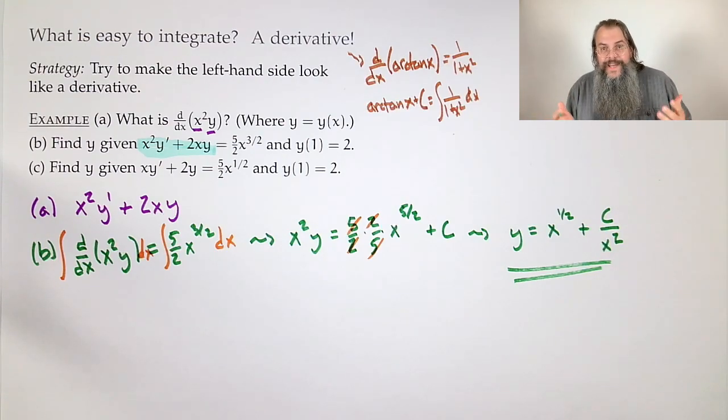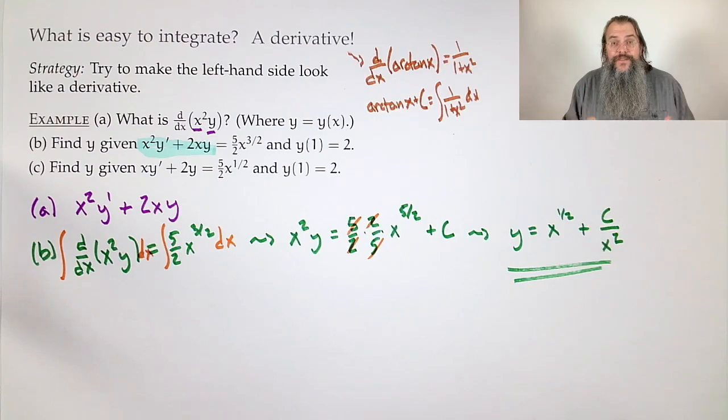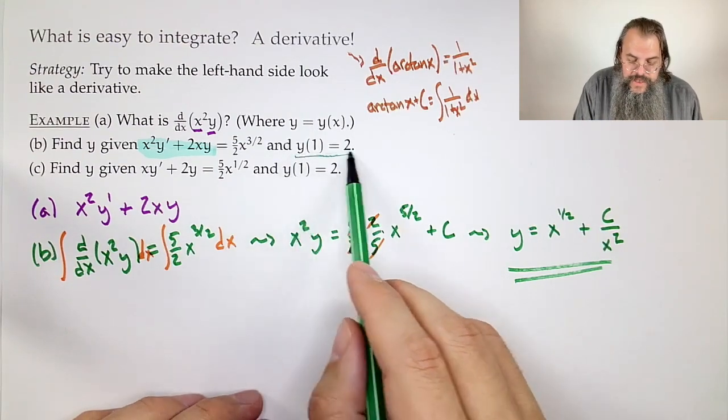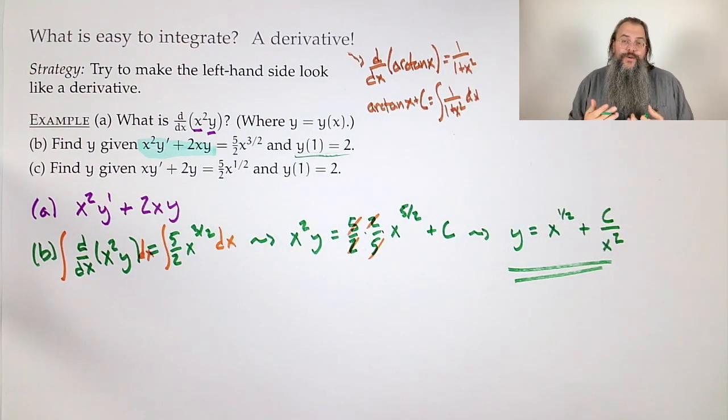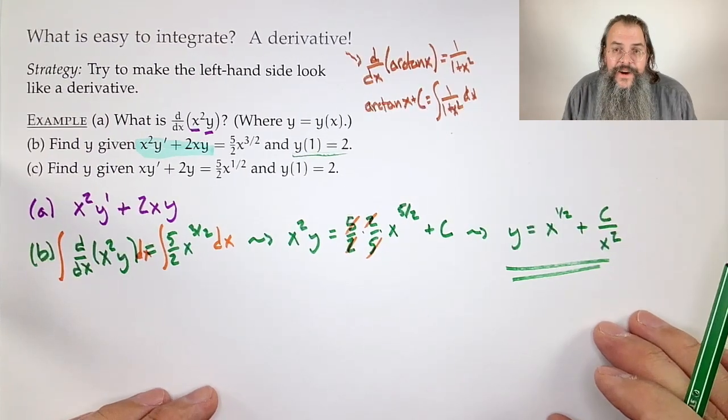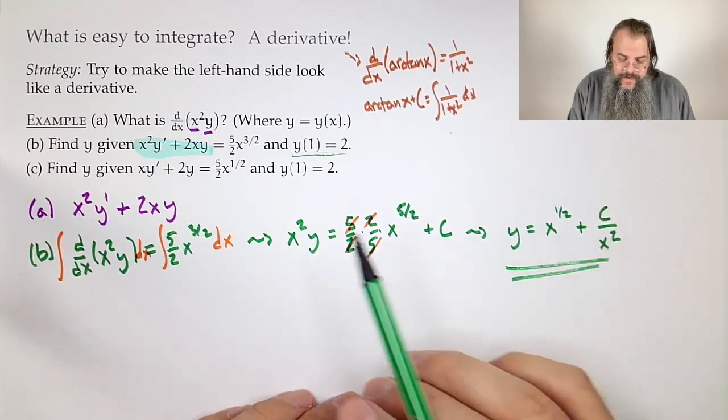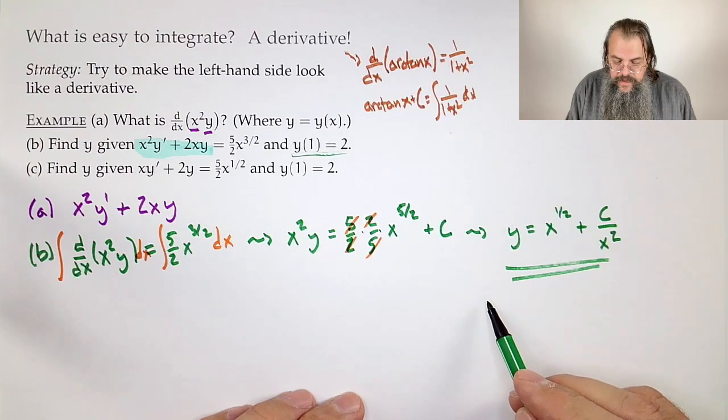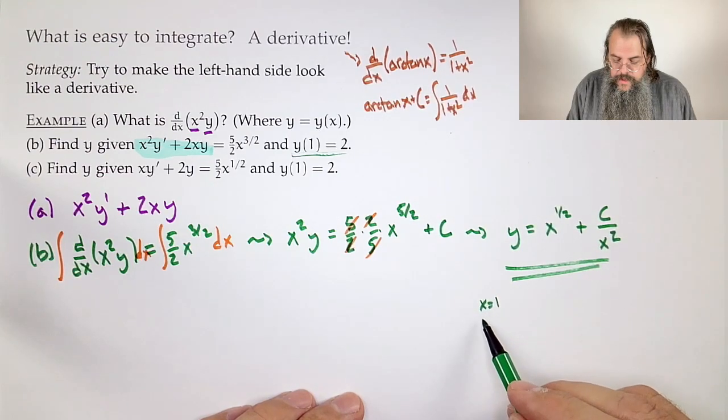Now, why is it not our answer? Well, we're not after a general solution. We're after a particular solution. So we need to satisfy our initial conditions. All right, so let's do our initial conditions. We need to have that when x equals 1, y equals 2.